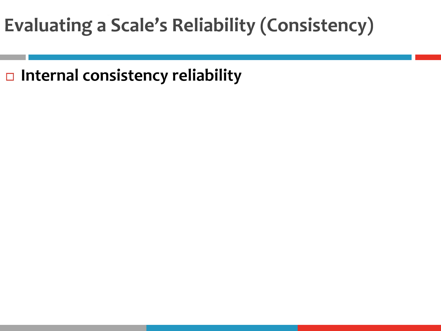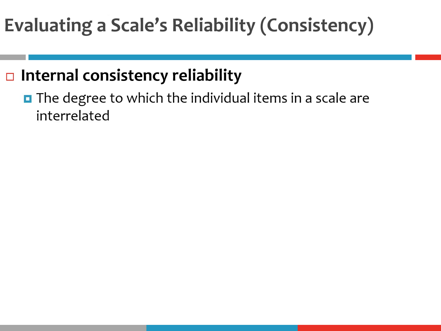The first measure of psychometric evaluation is called internal consistency, and it's a form of reliability. This is the degree to which all the questions or all the items on the scale are related. So do all the items in the scale go together to measure the same thing?